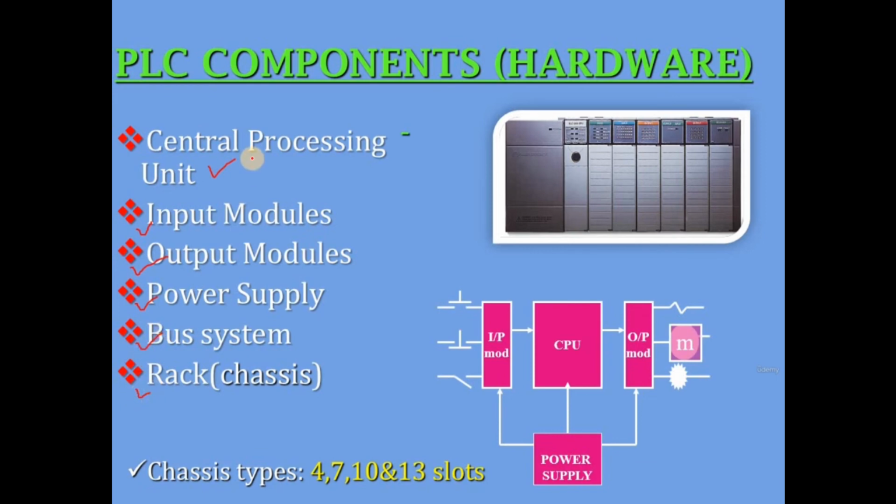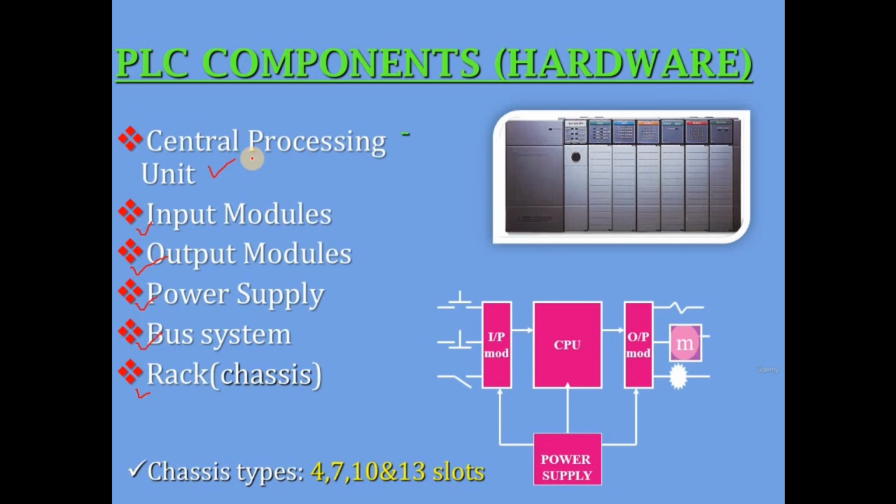So let us start with the CPU, because the CPU is the most important part in the Allen-Bradley PLC. Why is it important? Because whatever program we design and download into the PLC will get downloaded into the CPU only. That is the reason the CPU is a very important part, and it is like a processor. It will control the whole plant, right?